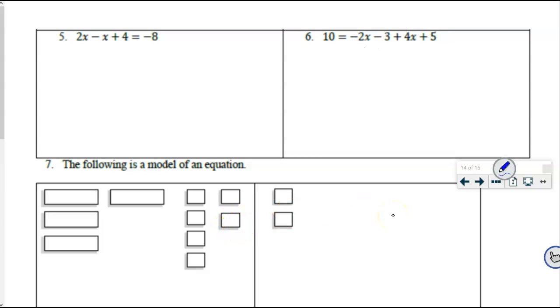Again, working with our groups, pausing the recording so you can work on it at home and then come back to check your answers. Ready, set, go.